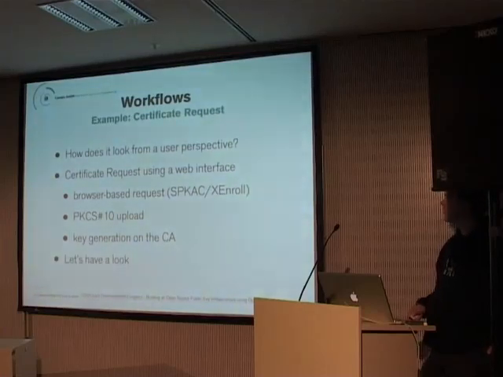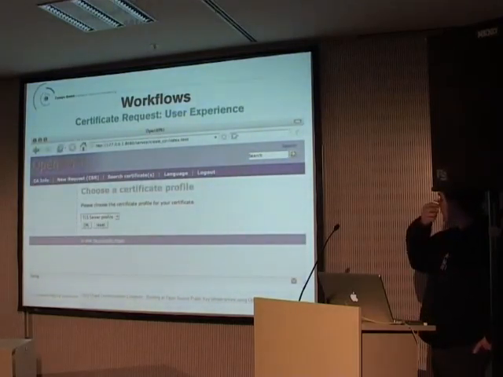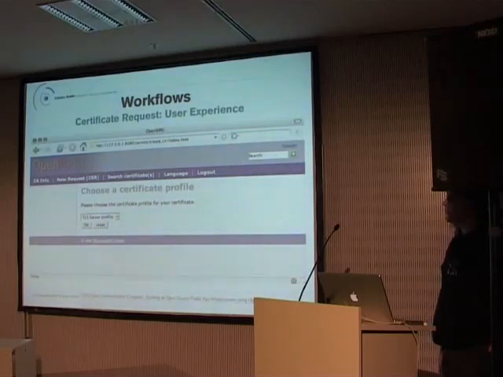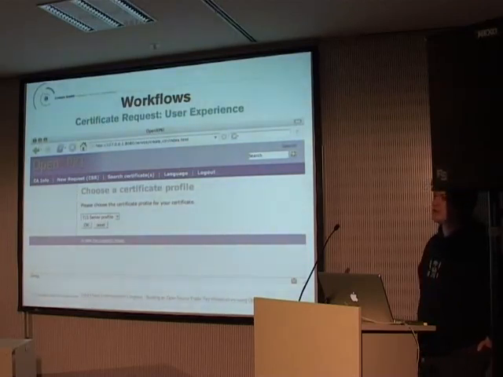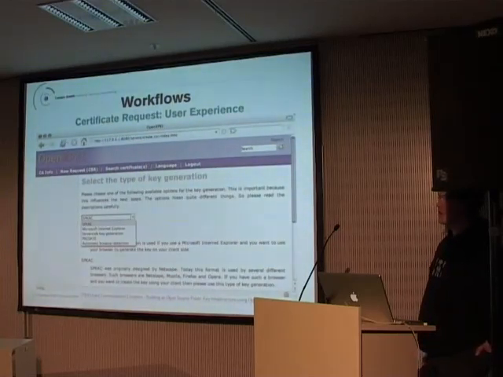So let's have a look at how it looks. Okay, so basically, I've skipped some of the parts, but this is the basic process that the user goes through. So he can choose a certificate profile, which will decide how his certificate will actually look in the end, what extensions are set, stuff like this. Then he can select the type of key generation, which was what I already talked about a bit. So you can do browser-based, PKCS#10, and so on.